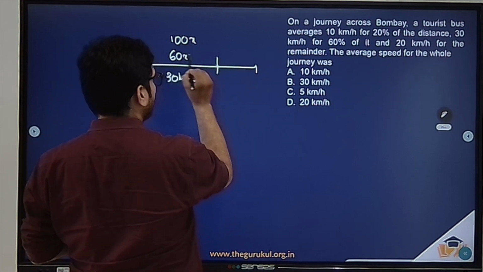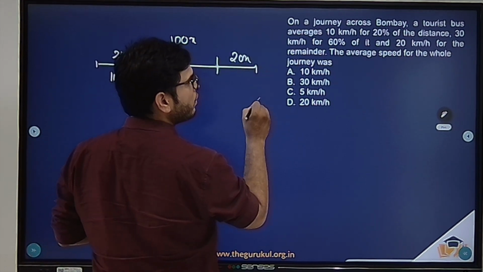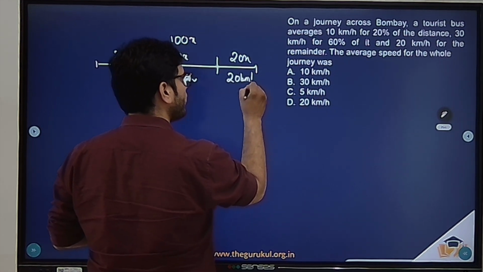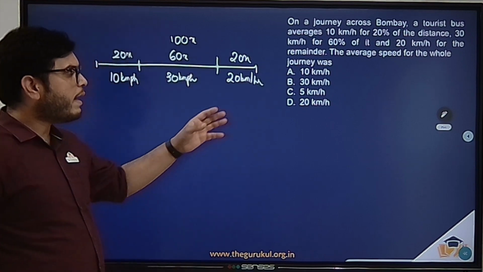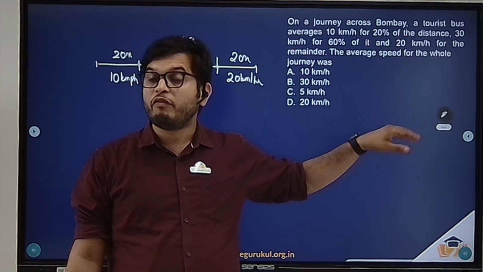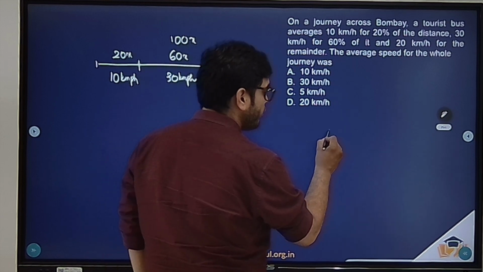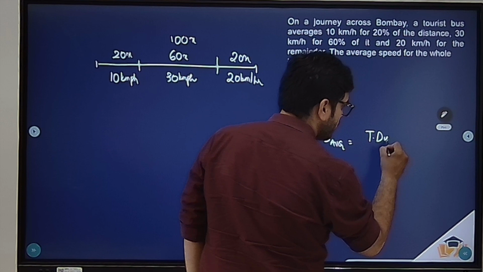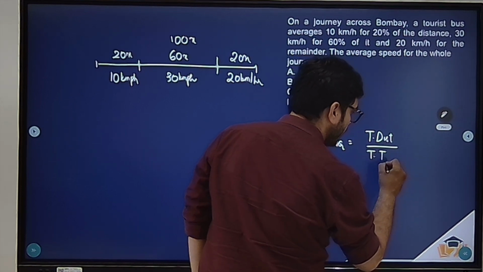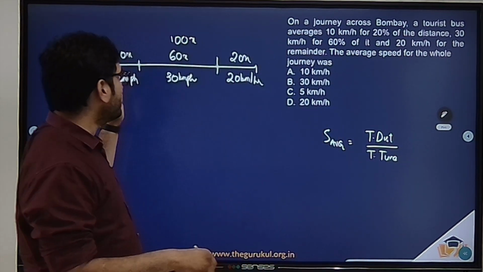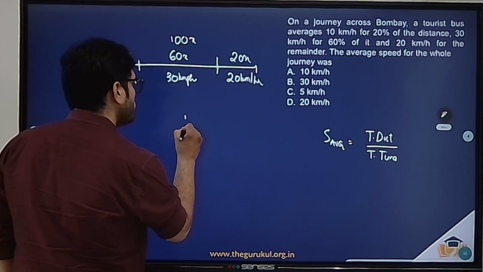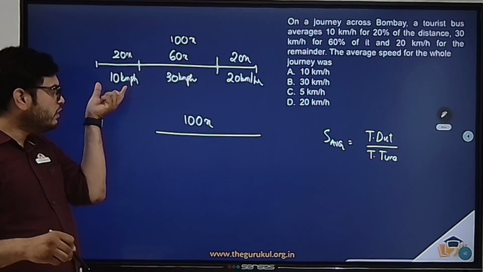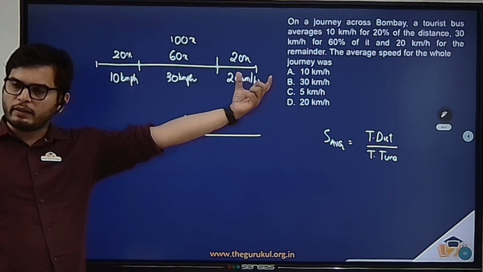And for the remaining, that would be 20x, the average speed was 20 kilometers per hour. Now the average speed for the whole journey. We know the formula to calculate average speed: this will be total distance by total time. Now what was the total distance here? 100x. So 100x by total time, which would be the time taken to travel this stretch, and this stretch.